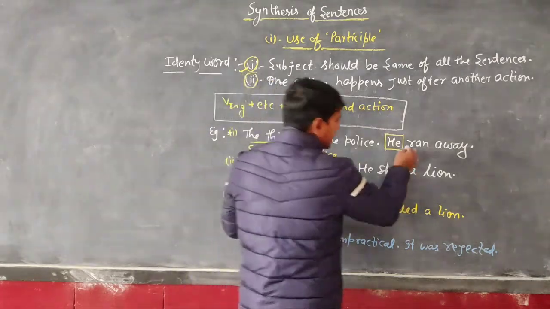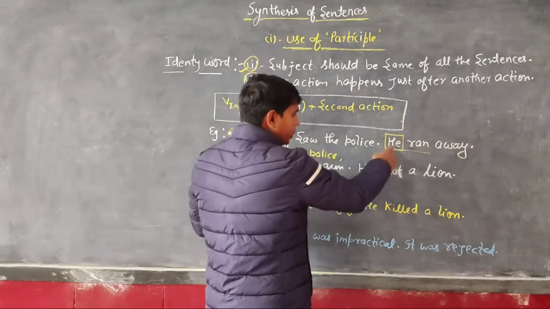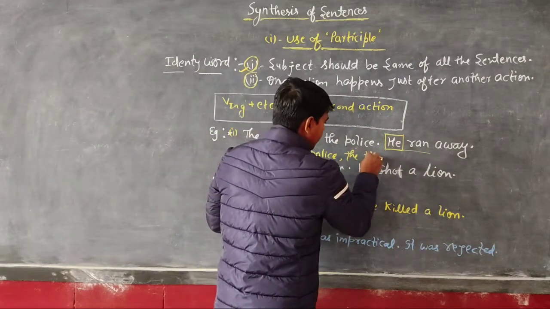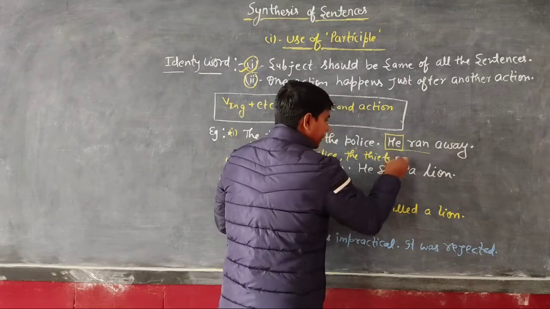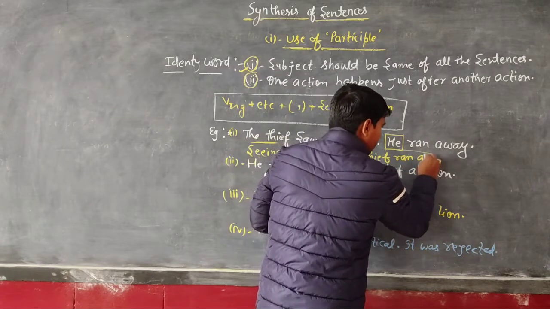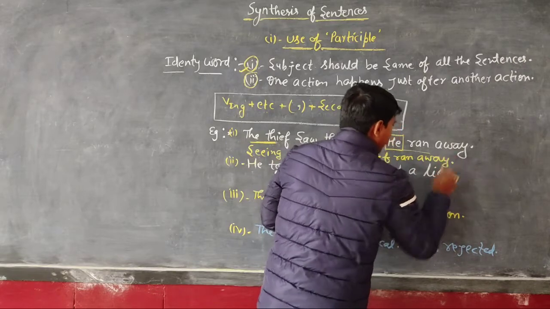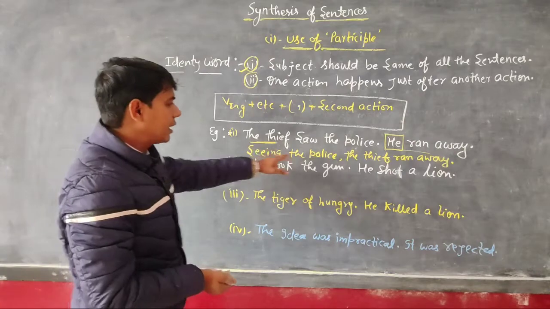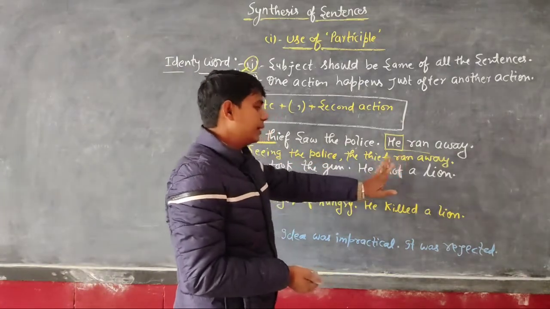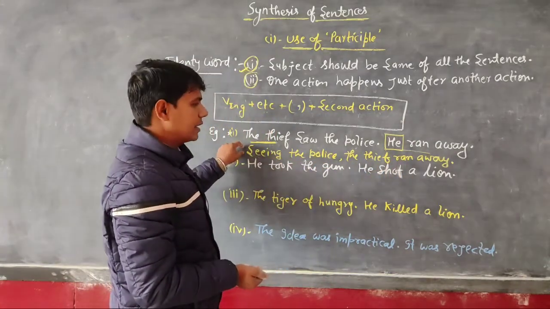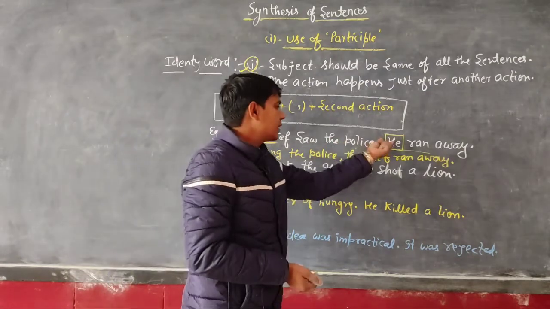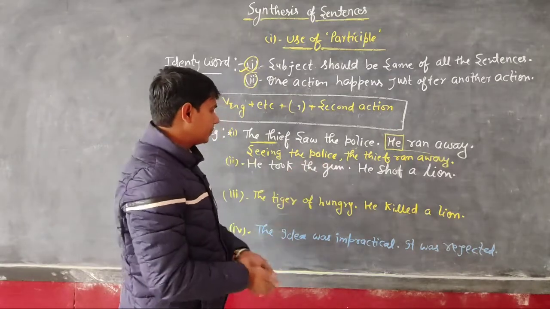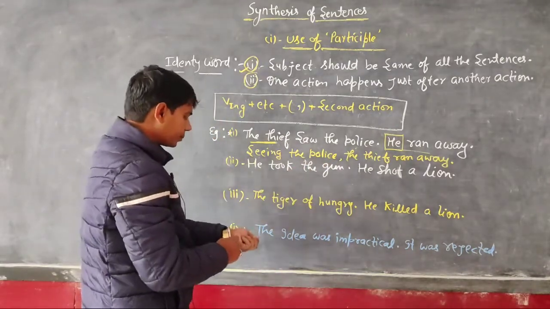Second action. So this is the second action: he ran away. He is used for the thief, so we will mention here the thief ran away. Okay, dear. So this is the sentence: Seeing the police, the thief ran away. So now see, this is a simple sentence. We have combined both sentences into a new simple sentence. Is that clear?